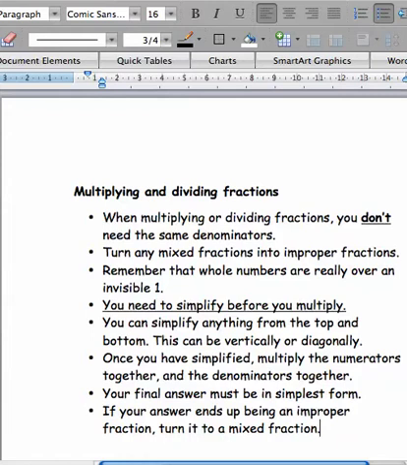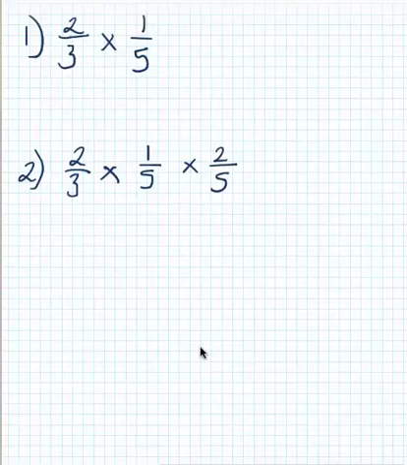Okay, so just write down any of these points that you didn't have already, and we'll be going through each of these points with our questions. Okay, with our first question, we have 2 over 3 times 1 over 5. So whenever working with fractions, always check what operation you have so you know what to do. So we don't have to have the same denominators. So 3 and 5 I won't be changing. And the important point was simplify before you multiply. And let's have a look.